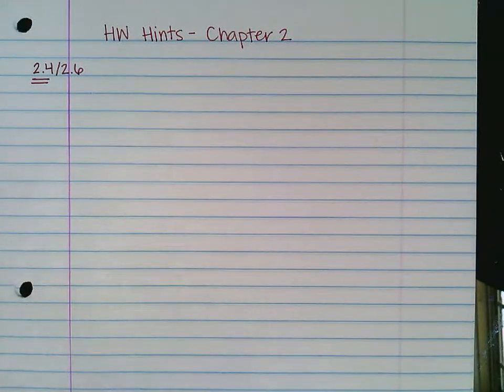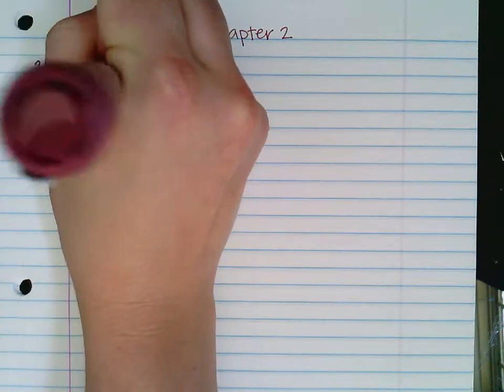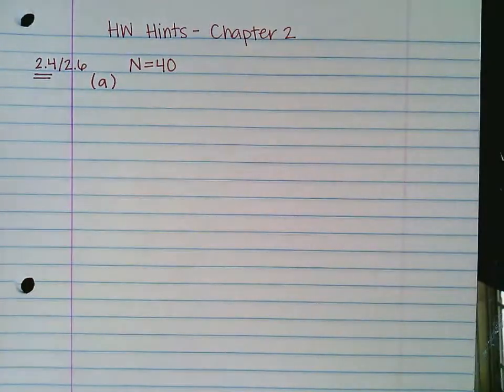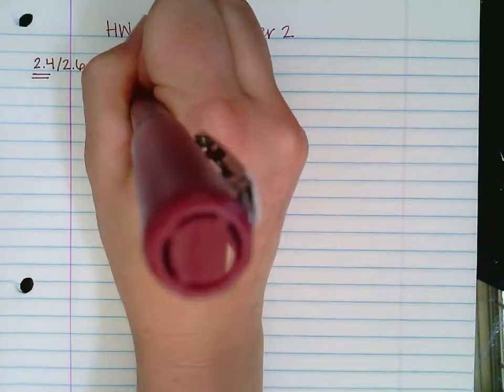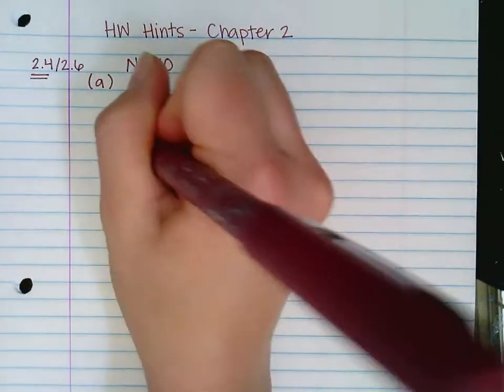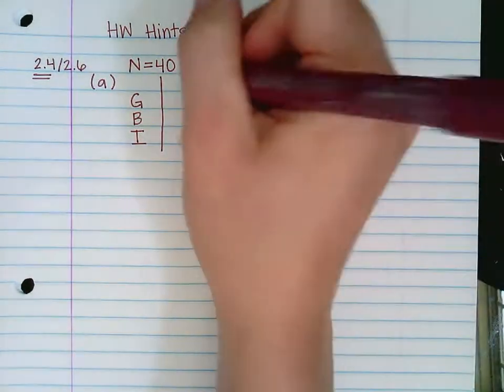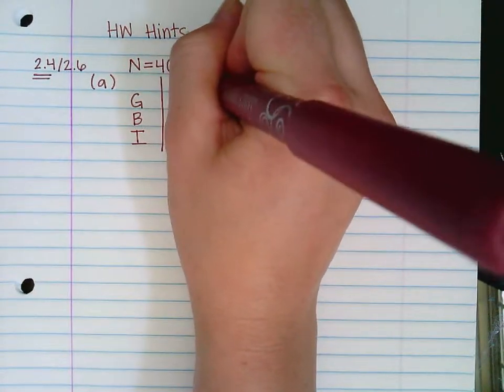Okay, so in part A, they want you to make a frequency table. And there are 3 different outcomes that you can have in this survey. It said that there were 40 adults. Maybe let's write that at the top. So our sample was 40 people. Okay, and the responses are good, bad, and indifferent. So I'm going to write that here. Good, bad, and indifferent. And what part A wants us to find is the frequency table.